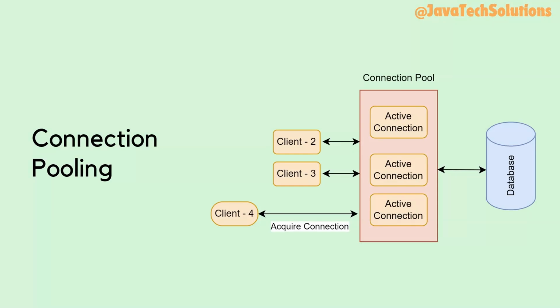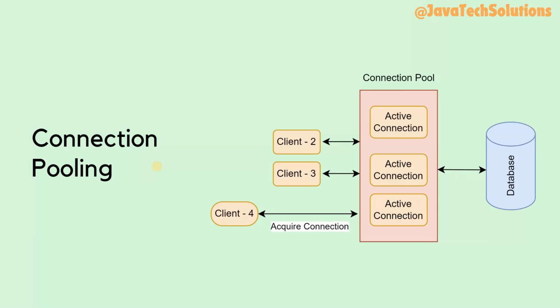So in this way, connection pooling happens in the background, and it has lots of advantages, because it reduces a lot of time for creating connections and also for closing connections. That takes a lot of time, so using the connection pool we can easily reduce that time, and it will improve the application performance.